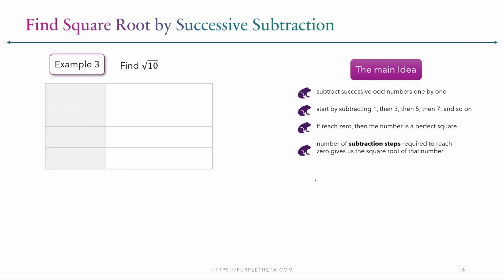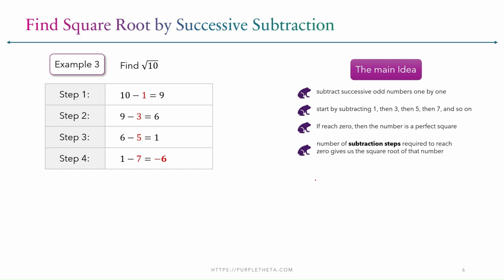Now let us see what happens if the number is not a perfect square, right? Let us try the square root of 10. Here also we'll follow the same steps. For the first step, I will subtract 1 from 10. For the second step, I will subtract 3. For the third step, I will subtract 5. And for the fourth step, I will subtract 7 from 1, that is minus 6, right?